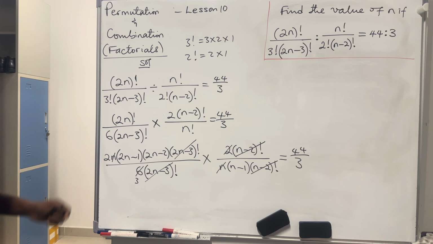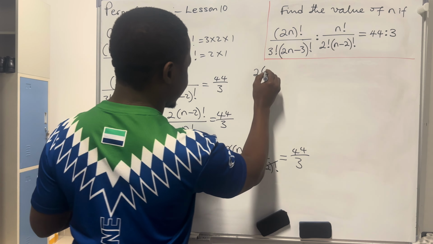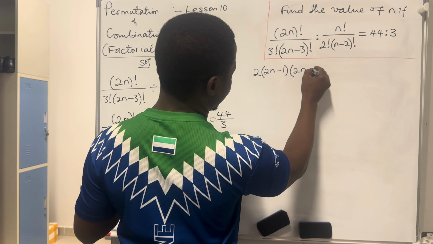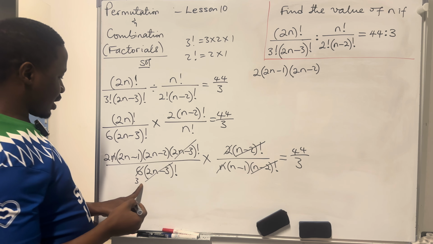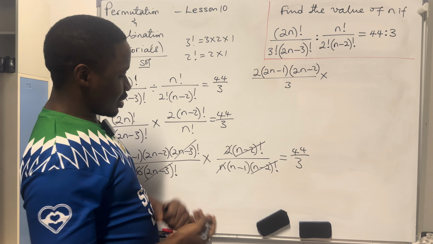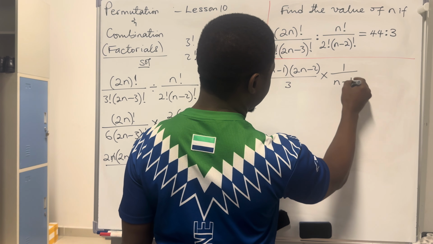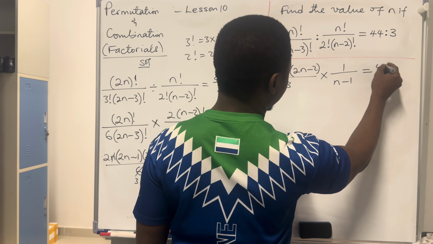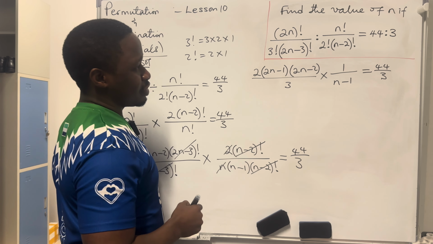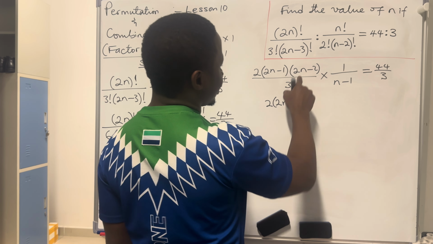So what is left here is 2n minus 1, 2n minus 1. Here is 2n minus 2, 2n minus 2 over 3. Multiply by, at the top here is just 1. At the bottom here is n minus 1, which is equal to 44 over 3. This cannot cancel because this is 2n.